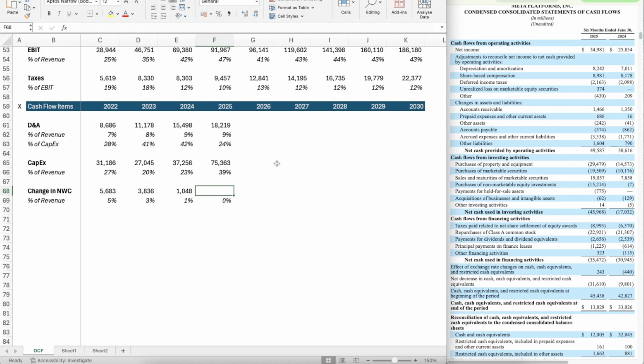Huge. Change in net working capital. Okay, this is going to equal sum: 1466 plus 686 minus 242 minus 574 minus 3338 plus 1604.